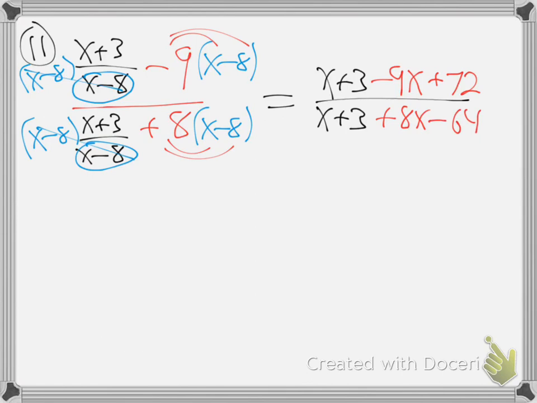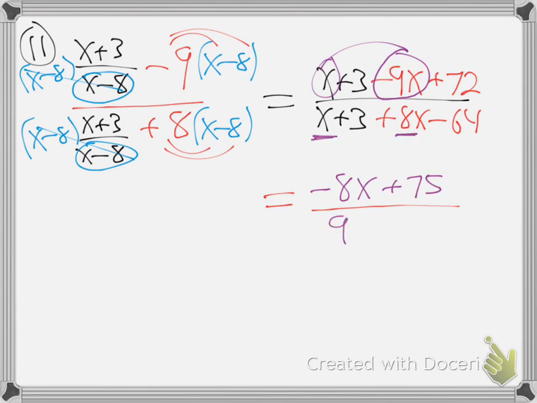Combine like terms. And we'll pretty much have it. Negative 8x and minus 9x is minus 8x plus 75. Sorry, x and 9x... 8 and 8x is 9x. And 3 minus 64 is minus 61. There it is. That's part A of number 11. There's B, C, and D, which are just as much work.